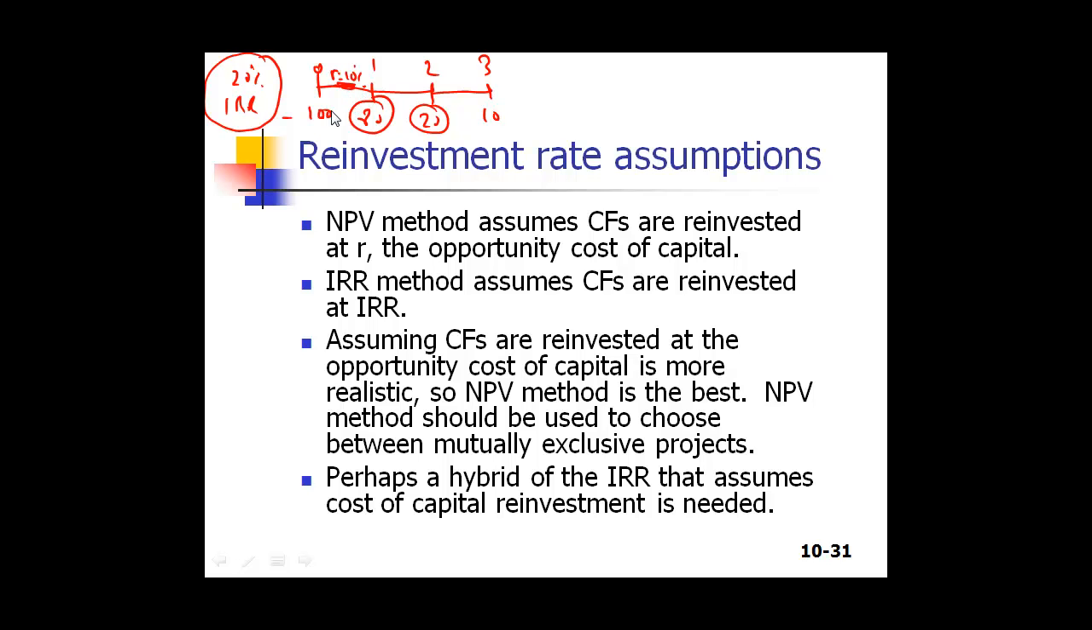So I'll say the whole thing again because it's critical. With the NPV method, we correctly assume that intermediate cash flows are reinvested at the cost of capital. With the IRR method, we incorrectly assume that intermediate cash flows are reinvested at the IRR rate. So that's why, among other reasons, NPV is considered a superior method.